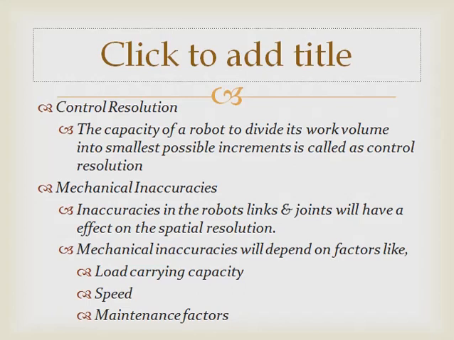Now let us talk about mechanical inaccuracies. Obviously we know inaccuracies in the robot's links and joints will have an effect on the spatial resolution, and this inaccuracy happens depending upon different factors like load carrying capacity. If you extend beyond a certain load carrying capacity, there will be inaccuracy. There is a limited speed, and if you exceed that, again you will get inaccuracies. There is also a maintenance factor that mainly affects the mechanical inaccuracy. As we mentioned, mechanical inaccuracies mainly affect the spatial resolution.